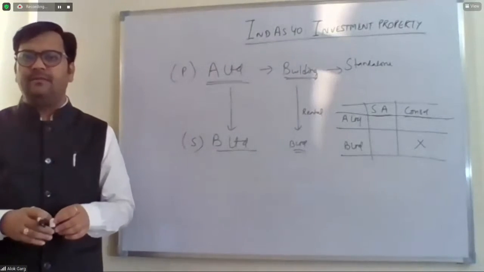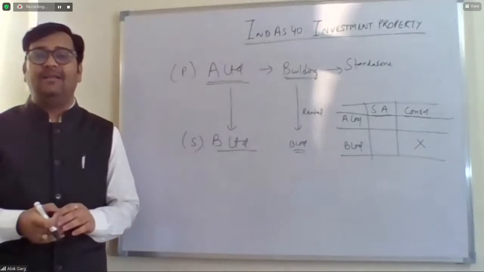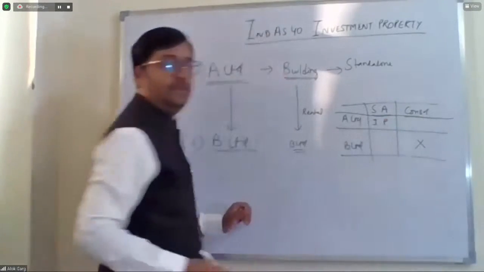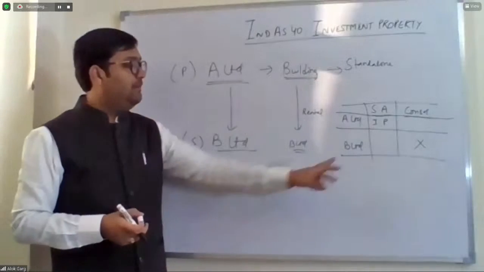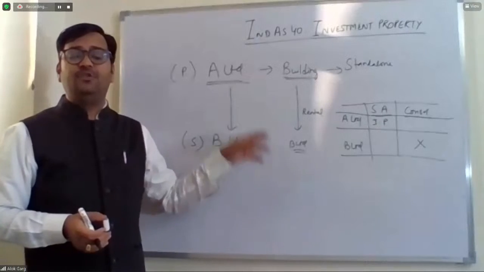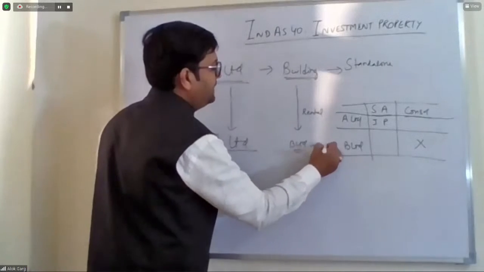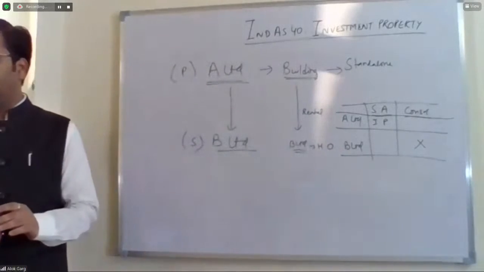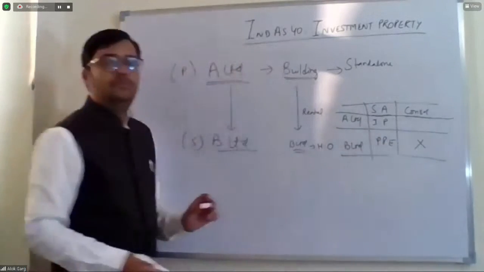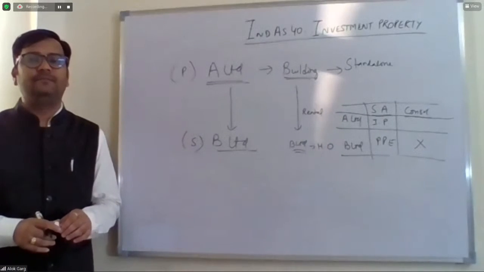It is an investment property. A Limited is leasing that building to B Limited and earning rental, so it is an investment property in the standalone books of A Limited. In the books of B Limited, what is the treatment? B Limited is using this building for head office purposes. So B Limited will show this right of use asset as a PPE, property, plant and equipment.